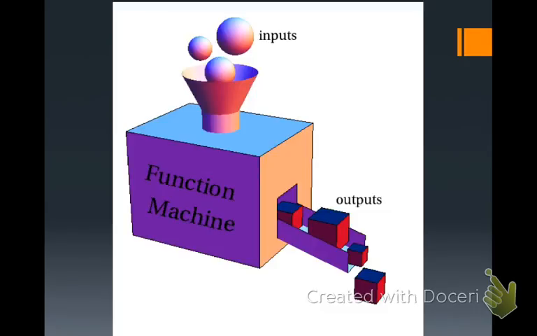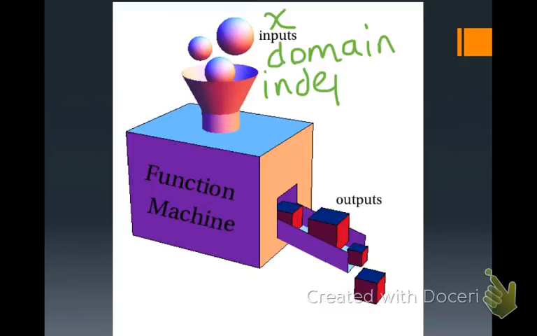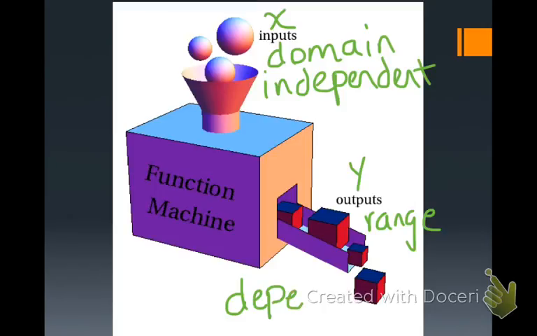So if you remember from our previous slide, input is the same as x, and domain, and also our independent variable. And then outputs we can also think of as our y, or our range, or the dependent variable. So think, what comes out is dependent on what happens inside the machine and what gets put in.